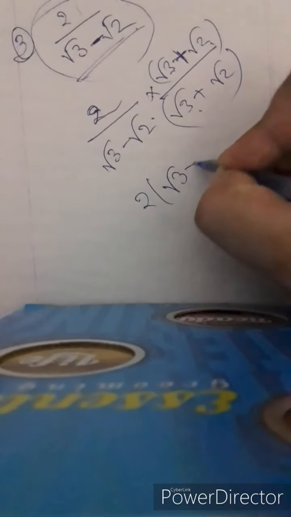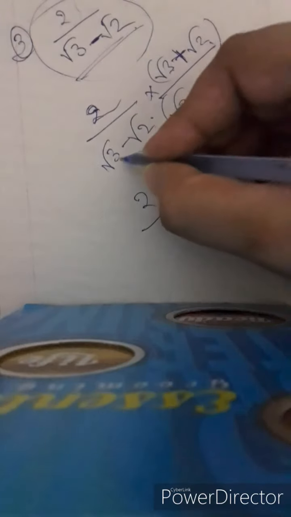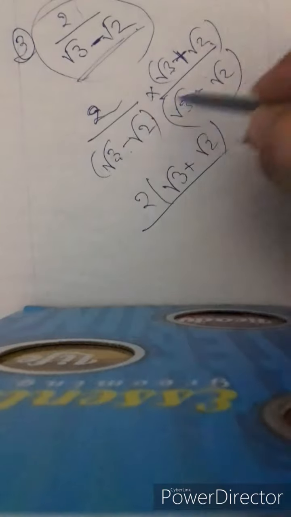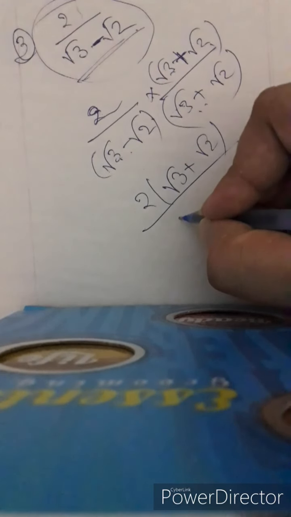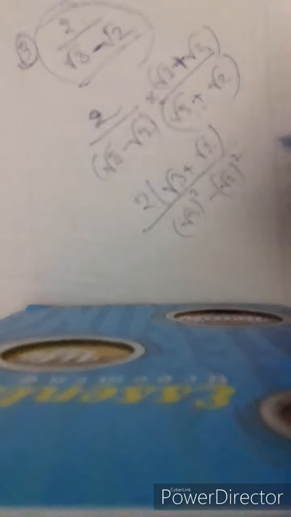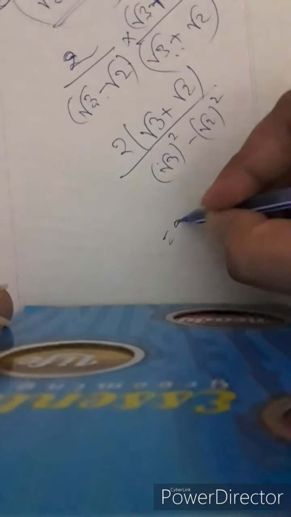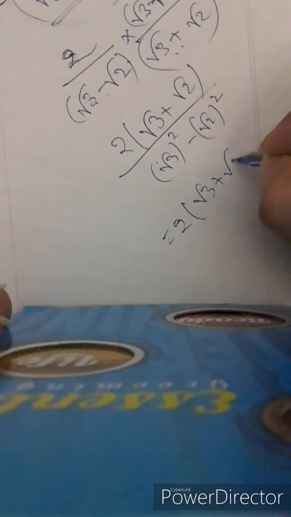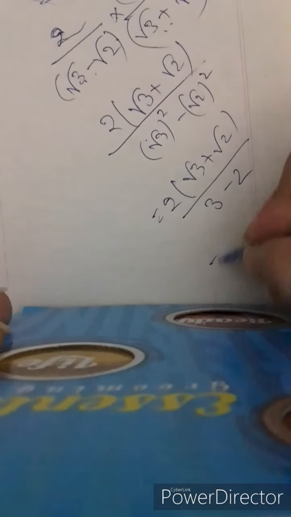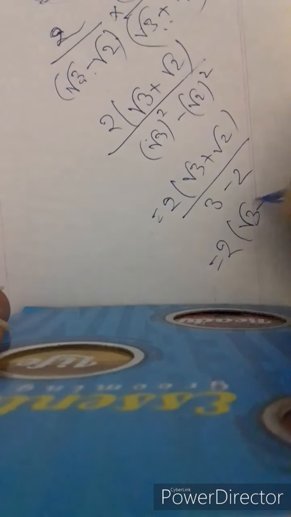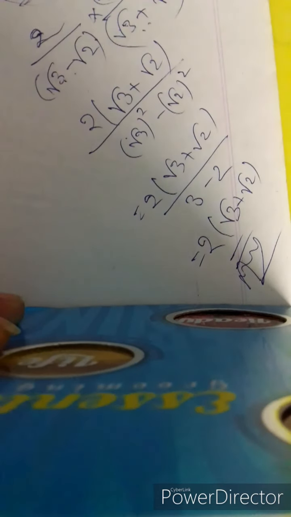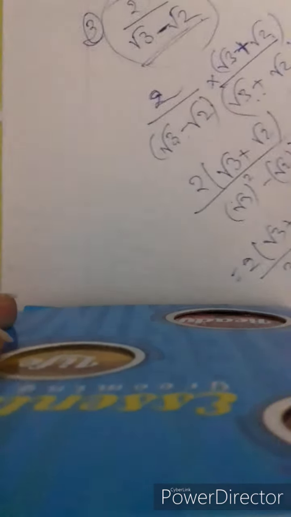2 into root 3 plus root 2 divided by root 3 minus root 2 and root 3 plus root 2 becomes a plus b into a minus b, that is a square minus b square, root 3 square minus root 2 square. So root 3 square is 3 minus root 2 square is 2, that is 1. The answer becomes 2 into root 3 plus root 2. This is the answer. Alright, so I hope you're clear with this concept.